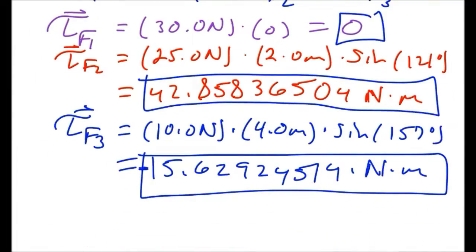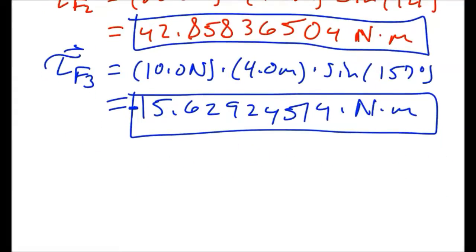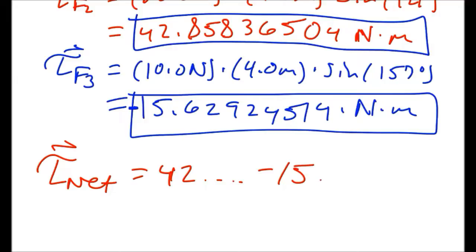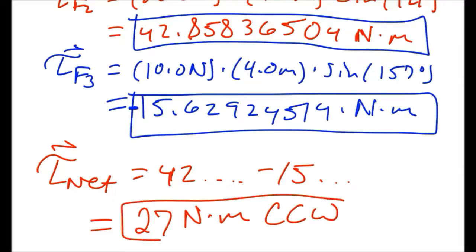And now when I'm adding these, it's really subtraction. So my net torque is going to be the 42 number minus the 15 number equals 27.229. Well, let's do sig figs now. 27 Newton meters, and what sign does the net torque have? It's a positive value, so what's the rotation? Counterclockwise. All right, so my net torque is 27 Newton meters counterclockwise.